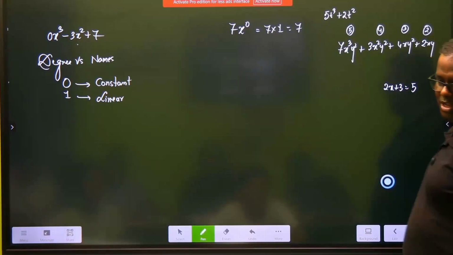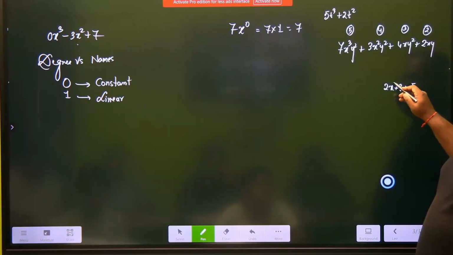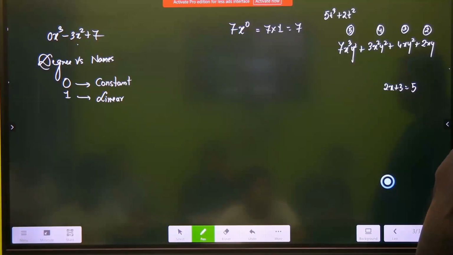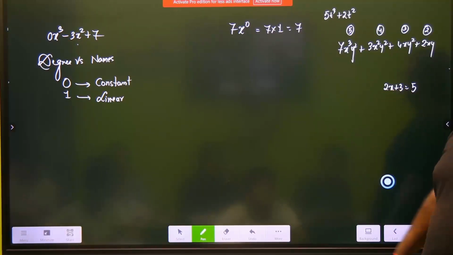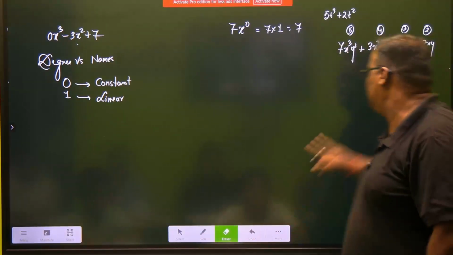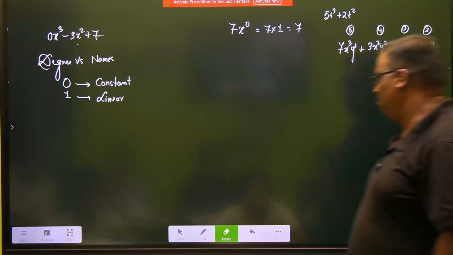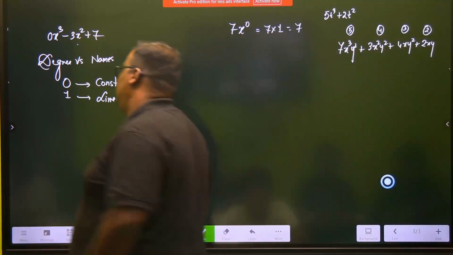Such questions will have the power of x always 1. This is linear. You don't see 2x square plus 3. Have you got it? So your grade 8 has linear equations, which when you have equations, the algebraic expression will be a linear algebraic expression. This is where the concept builds up. So linear. If your degree is 1, then it is known as linear.